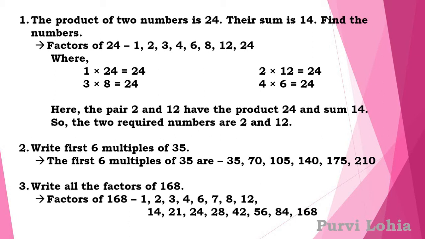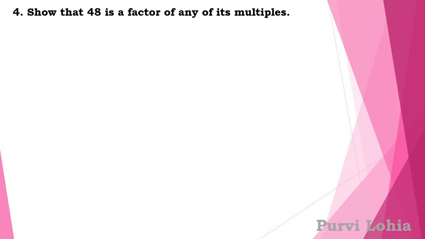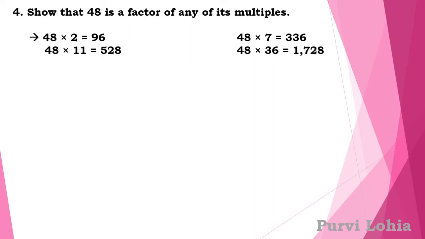Okay, next question. Show that 48 is a factor of any of its multiples. So I have taken 4 multiples here. 48 into 2 is equal to 96. 48 into 7 is equal to 336. Sorry, these are 48. 48 into 11 is equal to 528. 48 into 36 is 1728.